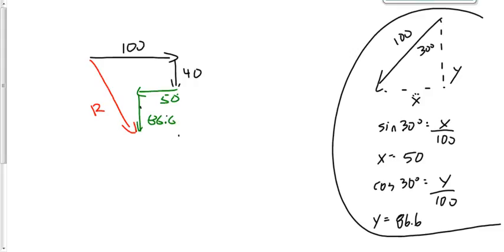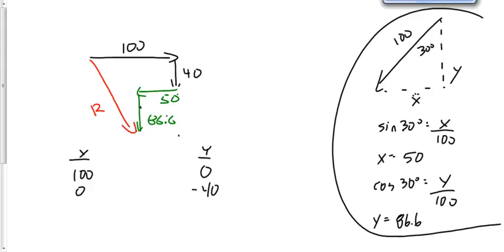I can deal with this now. I know how to do this. I break it up into components, X and Y. I got 100 and I got 0. John, what do I got for the second one? X component is 0. Good. And the Y component is negative 40.